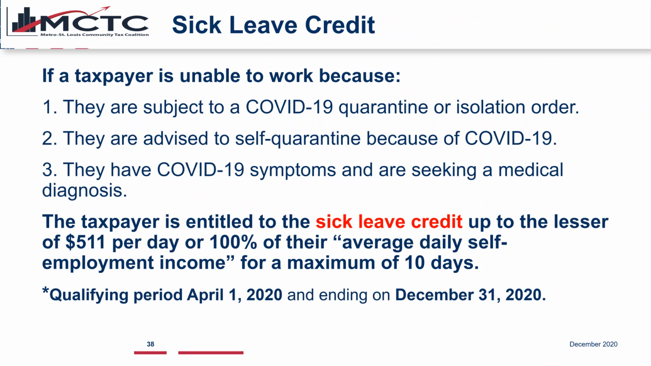This is a calculation part. That's how much you are able to claim. So the taxpayer has to be unable to work. Again, this taxpayer is someone self-employed. So they're entitled to a sick leave credit up to the lesser of $511 per day, or 100% of their average daily self-employment income, for a maximum of 10 days. To all intents and purposes, the calculation that's going to be used would be the latter, the 100% of their average daily self-employment income. And by definition, the daily self-employment income is net income, not gross income.